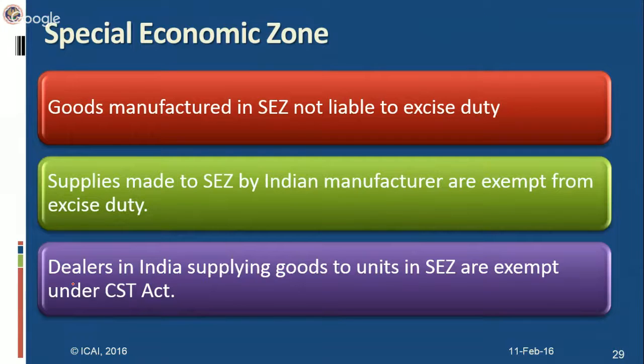They are also exempt from paying the central sales tax. So dealers in India who are supplying goods to a unit are also exempt under the CST Act, provided they furnish a declaration in the prescribed form. There's a Form I which they have to furnish to the Indian manufacturer. Then they would be exempt under the Central Sales Tax Act. With this, we are over with the special economic zones.